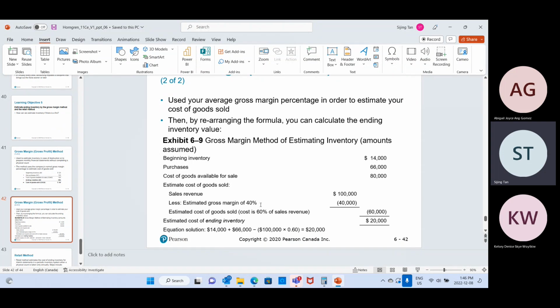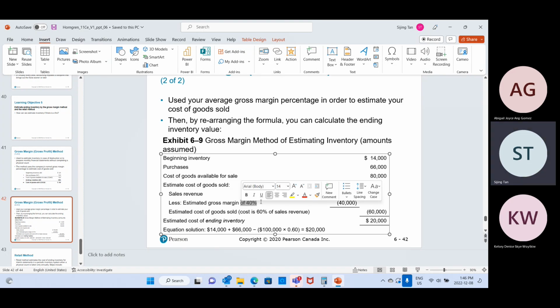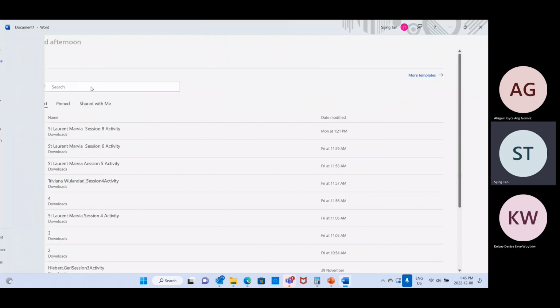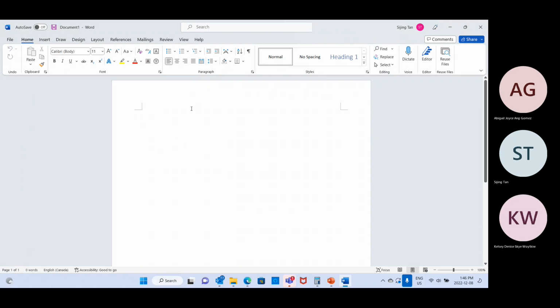The gross margin percentage. We have to understand where the 40% is coming from. How does it come to 40%? That is total revenue, deduct cost of goods sold, and then divide by total revenue equals 40%.